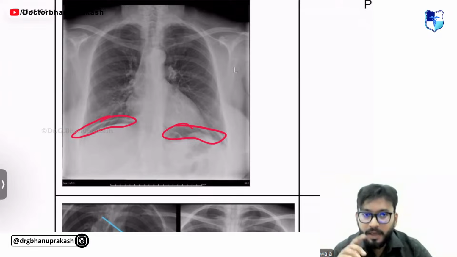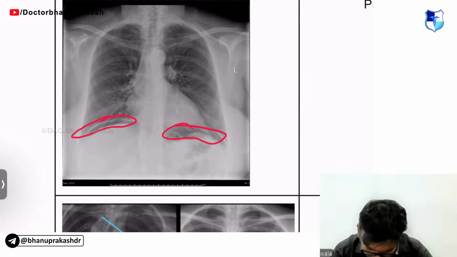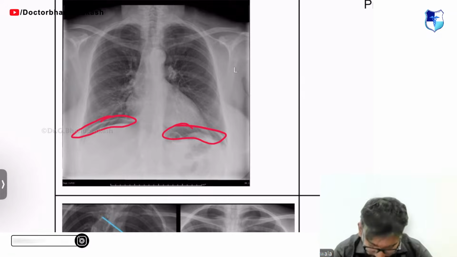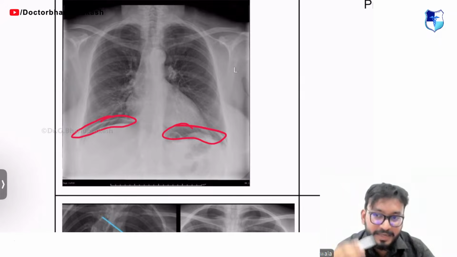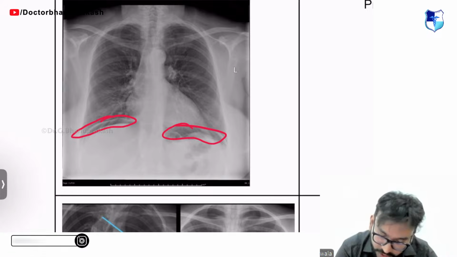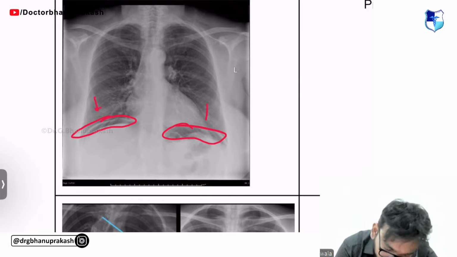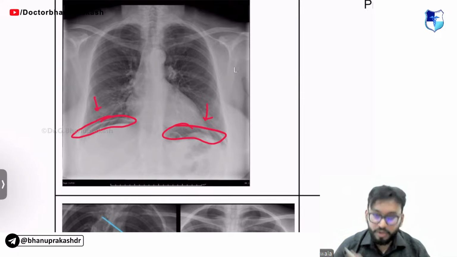Where is air under diaphragm seen? In which condition, guys? Also, another very important question that I was asked in my practicals, and a very important practical point: do you see air under diaphragm on the right side, or on the left side? Where do you think it is more reliable?